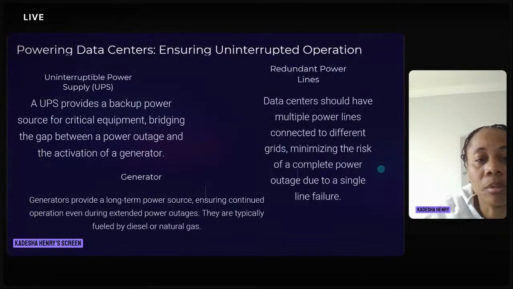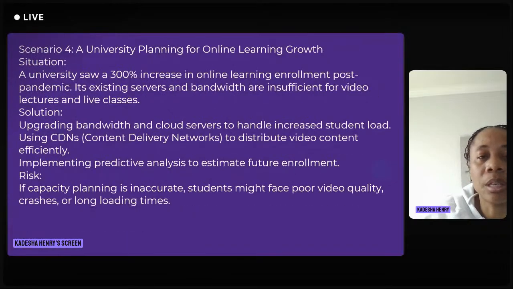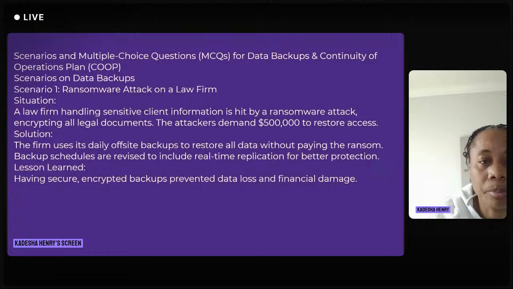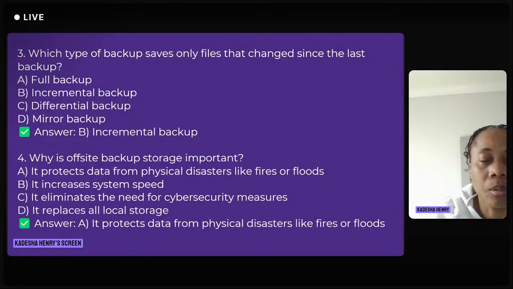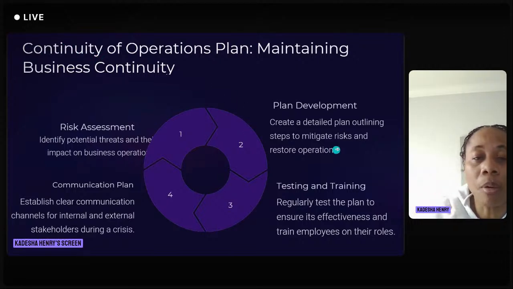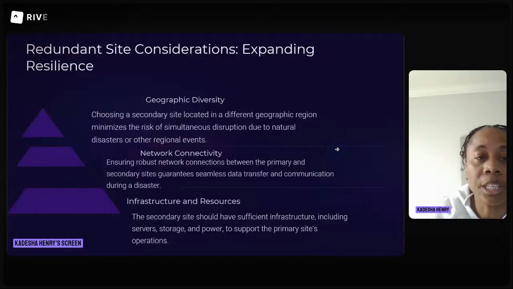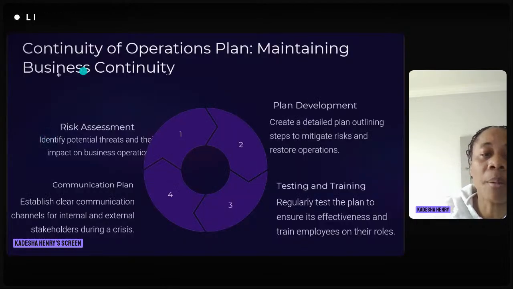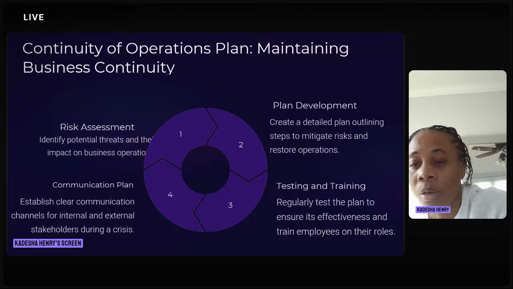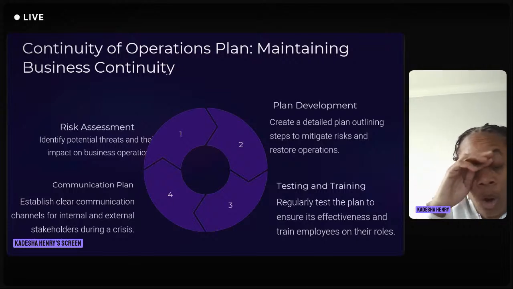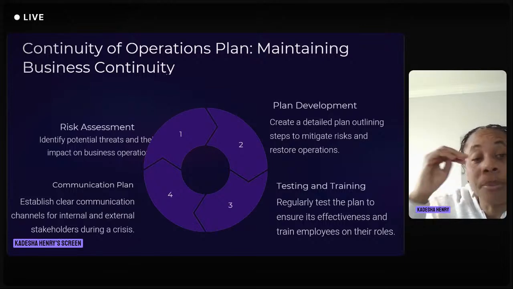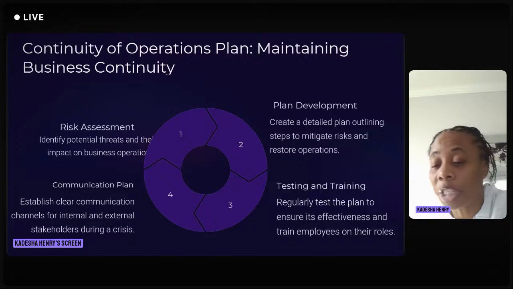So let's just run down to where we just left off. Yeah, so we were at continuity of operation. So when we talk about continuity of operation, we're saying that we must do some assessment, right? We're going to plan how operation is going to continue should there be a failure, should there be a problem. Continuity of operation must go on.